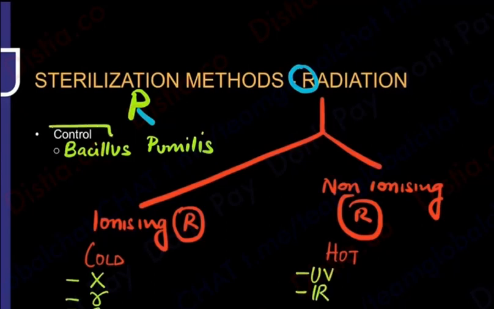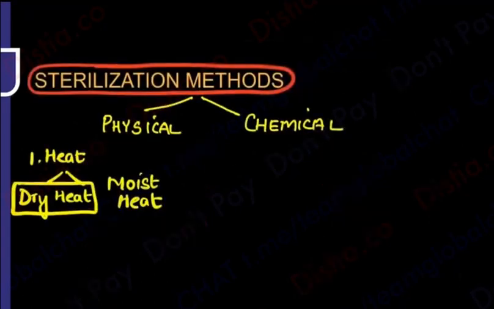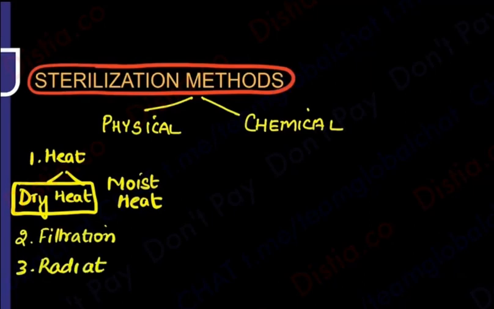Sorted. Control I've already told you, Bacillus pumilus. The physical methods are over. If I have to go all the way back and take you through the physical methods, first you did heat, which was dry and moist. The second thing that you went on to was filters, which were very, very important. And the third thing was radiation. And under radiation, you did ionizing radiation and non-ionizing radiation.